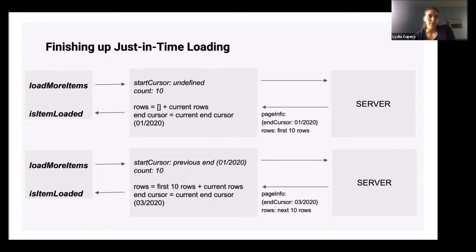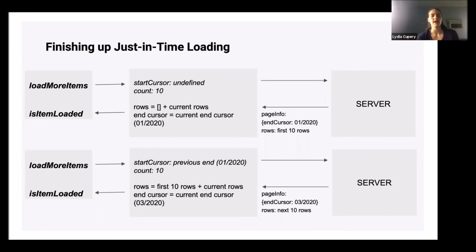So the first time we load the page, we're not going to have any items loaded yet, so our start cursor is going to be undefined. Say that we want to fetch our rows in chunks of 10. Then we would go to the server and say, I don't have a start cursor yet, but could I please get 10 rows? Then the server is going to, under the hood, go to the database, look up what it needs, and return to the client the 10 rows, but also some page information. Most importantly, it's going to return an end cursor.